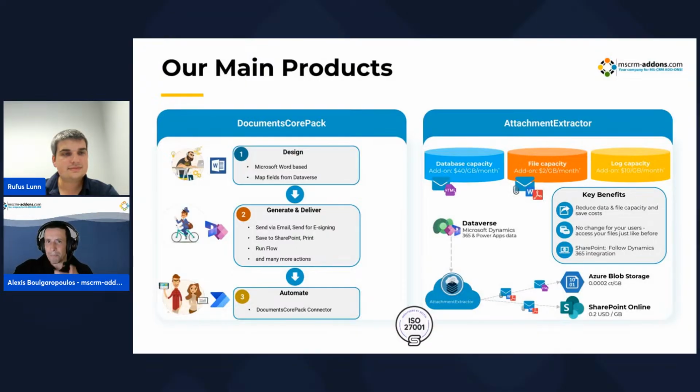Once a template is in place, users can choose from a wide range of actions like sending via email, sending for e-signing, saving to SharePoint, printing, and even running a flow within that manual document generation process. It is fast, flexible, and fully aligned with your business processes. And the third, of course the most powerful pillar, is automation. With our premium connector for Power Automate and Flow, you can fully automate the entire document lifecycle, from generation to delivery, so everything can run in the background seamlessly and reliably.